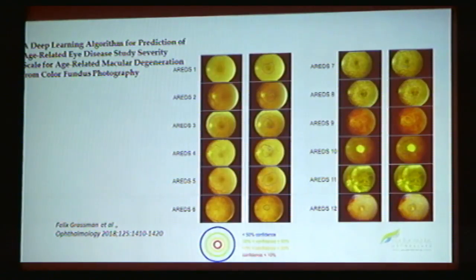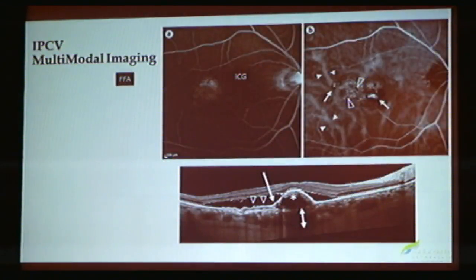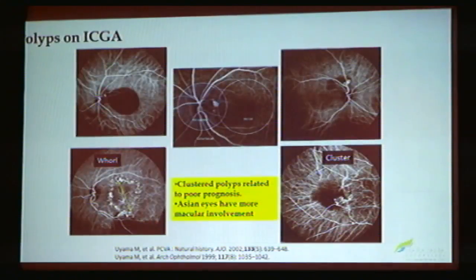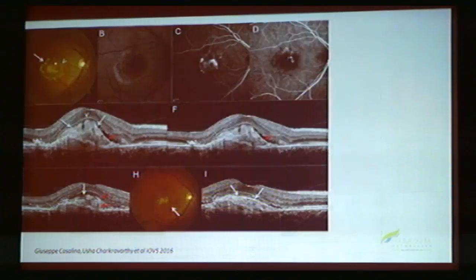So coming to IPCV multimodal imaging, we can see a speckled hyperfluorescence in FFA and BVN, as well as those polyps which correspond to the hyperreflective material under the PEDs. Polyps on ICG can be a whole-like pattern or a cluster-like pattern, and we know that the polyps can be divided into peripapillary, extramacular, and macular.